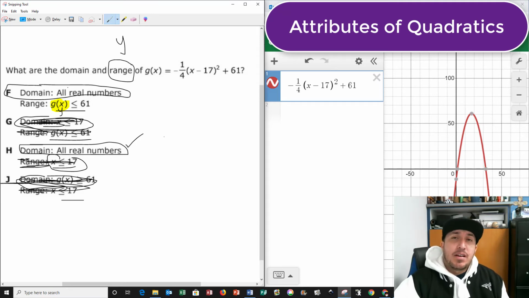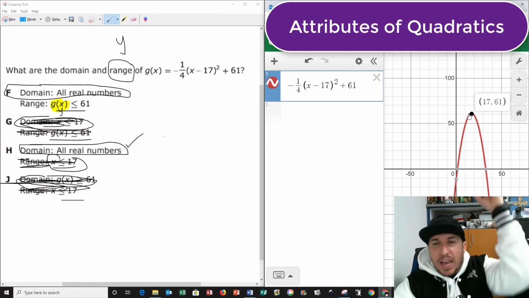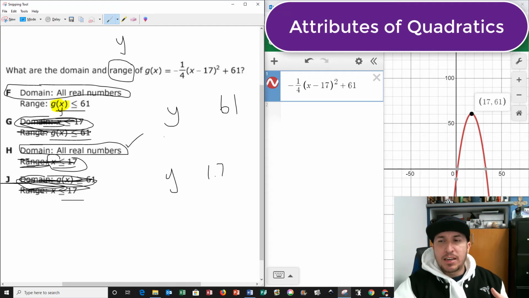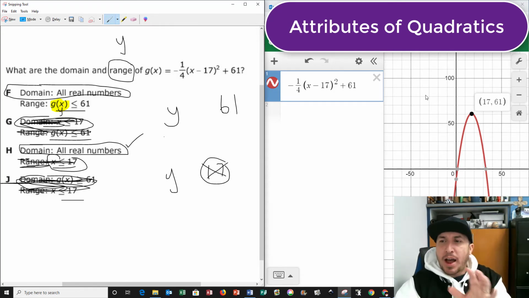I'm literally done. But you could come over here to the graph and click on the vertex. You see how it says 61 for the Y value? It's 61 and down. So you want to make sure that you have a choice that's got a Y and it's got a 61, because that's the Y number. Don't fall for the one that says Y and a 17. No, that's the X number. Don't let them trick you. Be smarter than that. So find the answer choice that says Y with the 61, because that's the Y value.